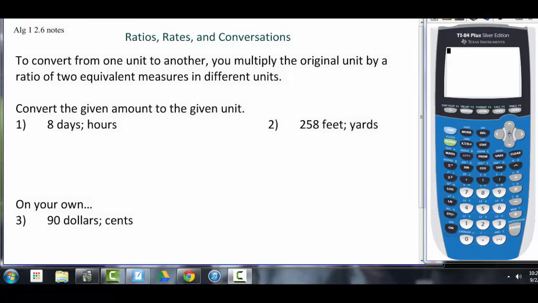Now I will tell you from the get-go, you will have a little cheat sheet that will show you several of the conversions. For purposes of our notes today, I will just simply list those as they come.